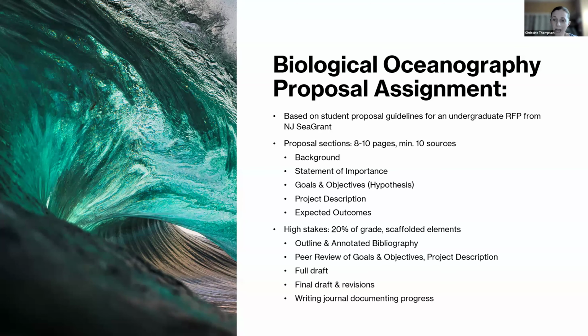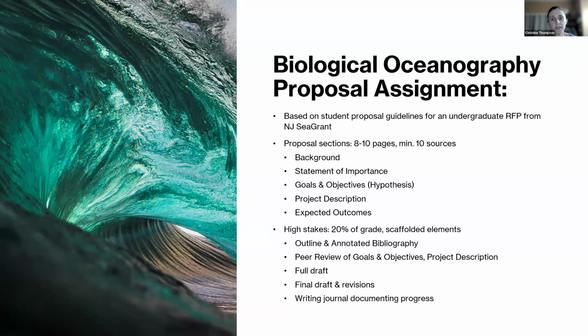For the scaffolding elements, there was an outline and annotated bibliography. There was a peer review, so with each other, of sections of the proposal, including the project description. Then they wrote a full draft, which I read and I commented on, and a final draft and revisions. And then as part of their grade, they had a writing journal where they had to keep at least 3 entries documenting their progress and process with the writing.